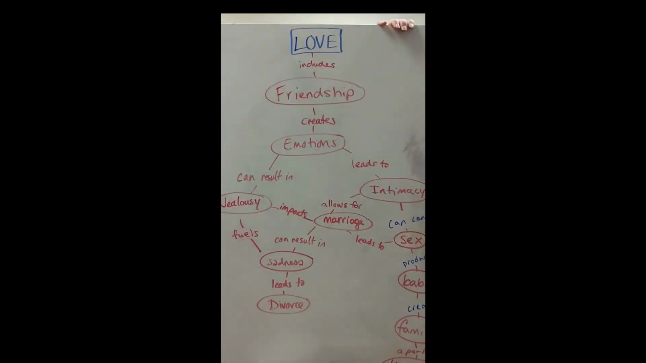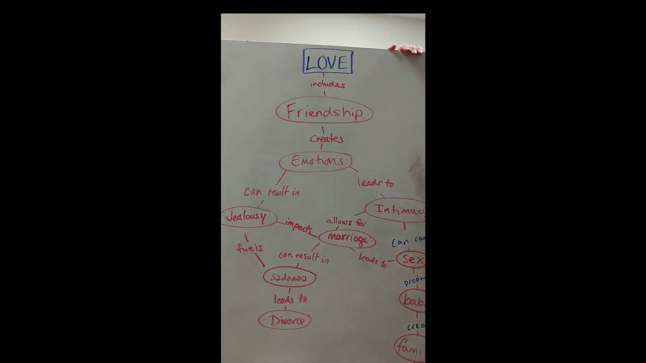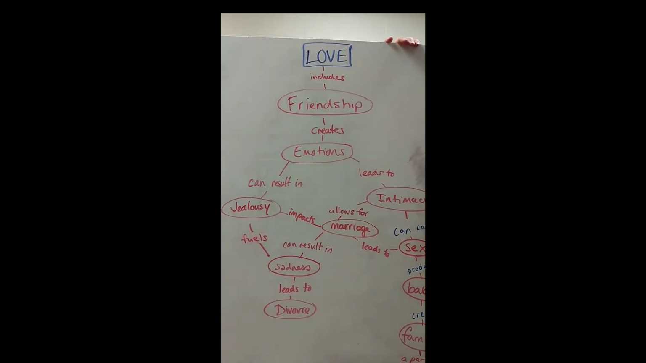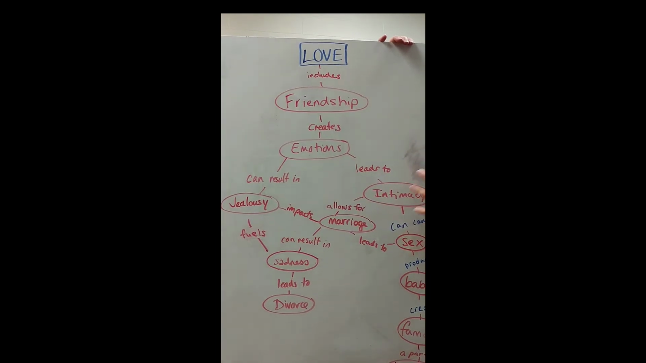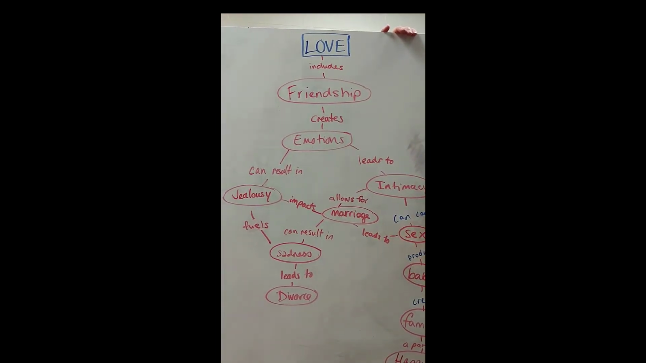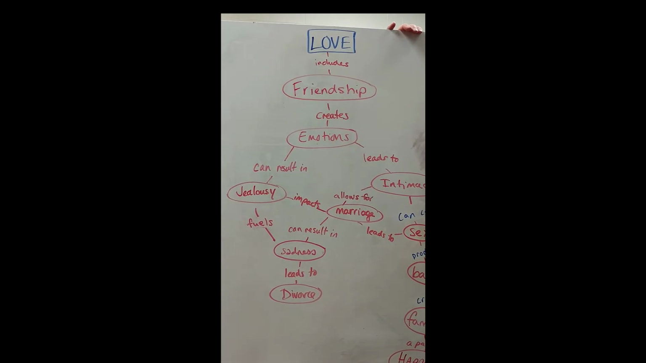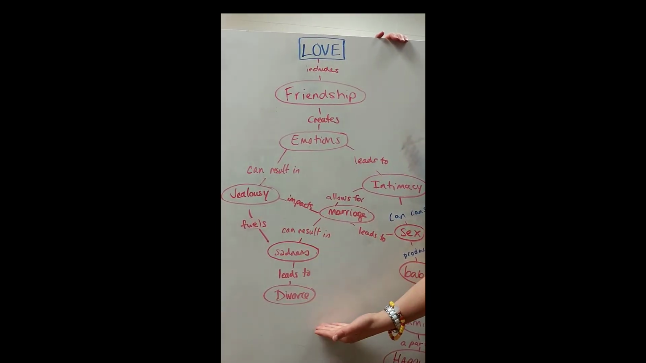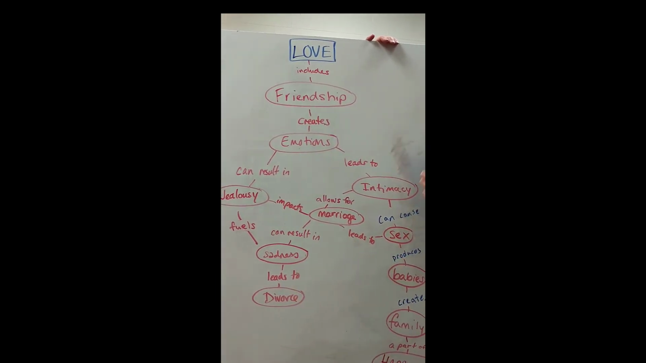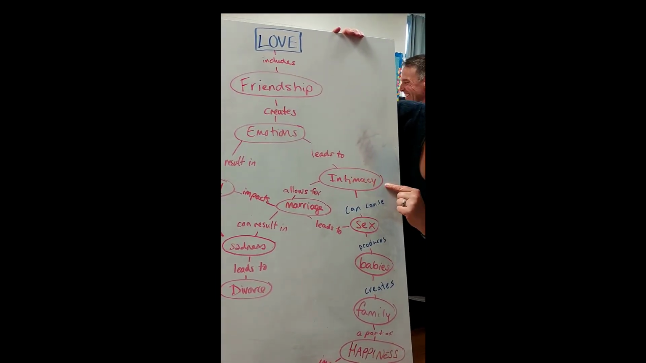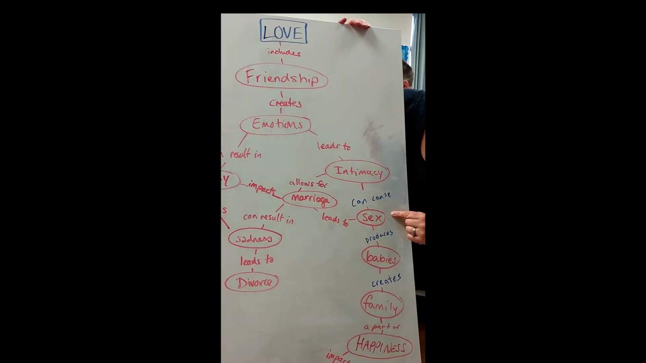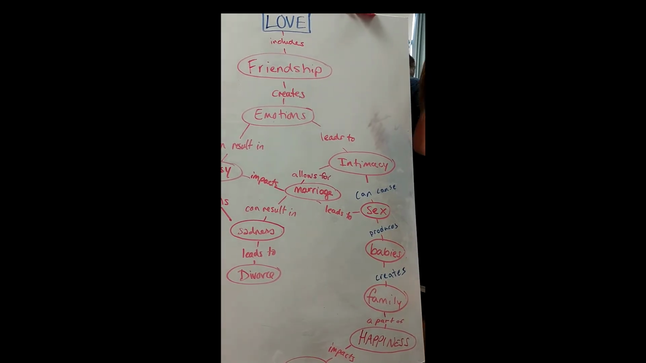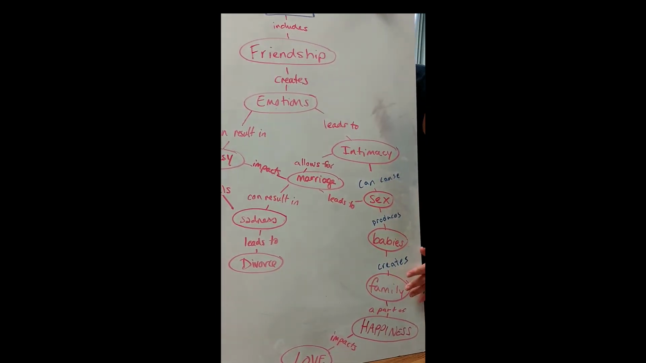So we did love creates friendship, or includes friendship in it, and then from there there's emotions that go into the friendships we create, and then from there we had the negative path or the positive path. So emotions can create jealousy, which then leads to impacting marriage, which can create sadness and lead to divorce on the negative side of things. Or on the positive side of things, emotions can go into intimacy or marriage, and then goes to sex and have beautiful babies, and then that leads to having a family, which also has happiness, and then it always ends in love. So love's love.